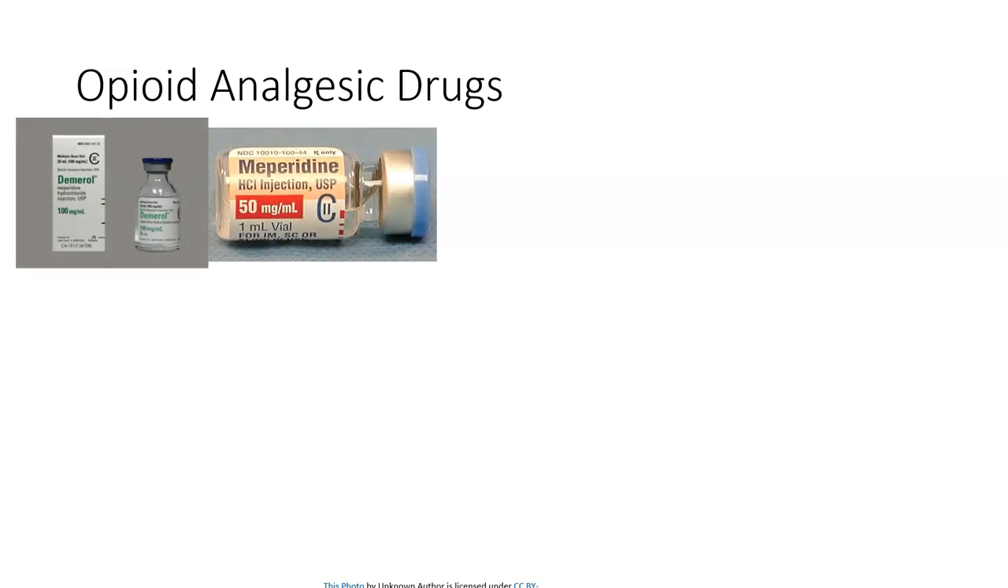Meperidine is a synthetic opioid. It has a trade name of Demerol. It is a C2 drug, and it's administered orally as well as via injection, which could be administered intramuscularly. We see down here, it's IM, subcutaneous, or IV injection. Demerol is kind of the synthetic morphine.